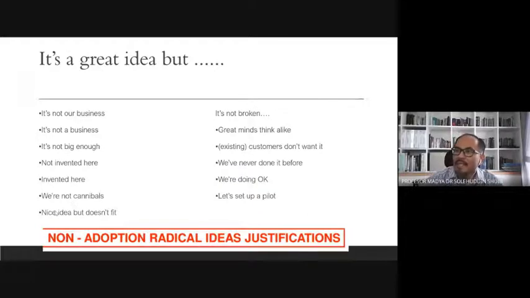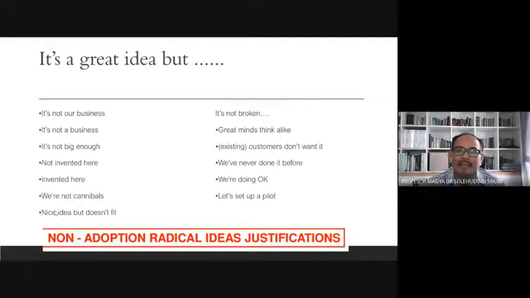Another thing is, when we want to do innovation, there are obstacles. We are going to face this kind of sentences or words that will discourage us. This is not our business, this is not big enough, not invented here, nice idea but doesn't fit. If it's not broken, why do you have to fix it? Great minds think alike, existing customers don't want it, and you have a lot of people who try to bring you down. We are doing okay. Let's set up a pilot. This is the thing that will stop us from doing things.